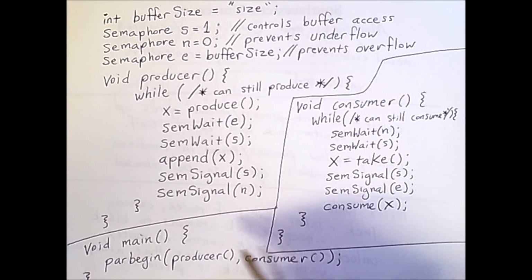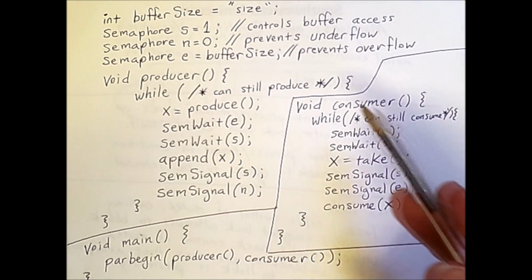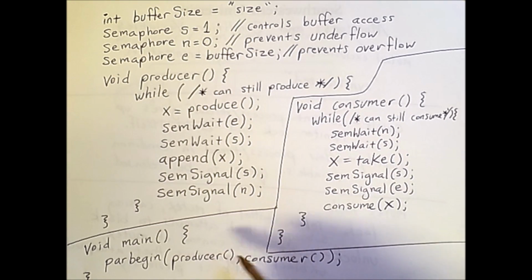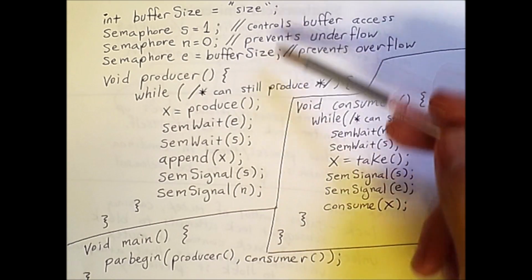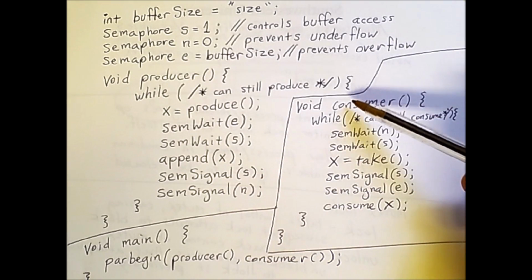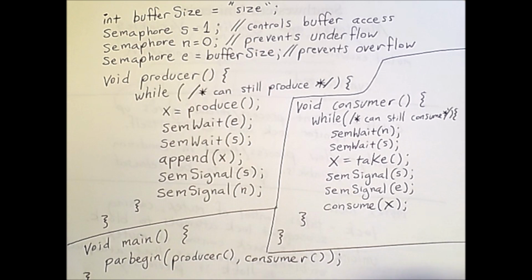This is a solution to the producer-consumer problem using semaphores. Now, the code is broken up into 3 sections, but that's only done to fit all the code on the screen. All of this code belongs in a single source file from top to bottom. This line followed by these lines followed by the main. Now, of course, this is pseudocode, so you'd have to change it to make it work anyway.